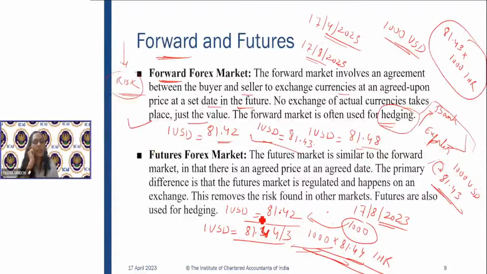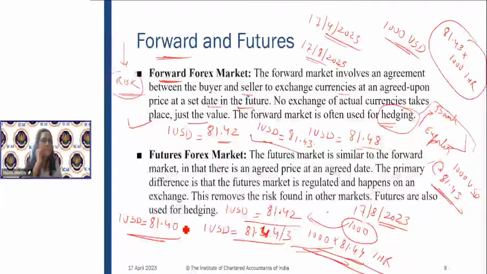So why should an exporter enter into this? If the exporter feels that the government of India is going to take measures and the rupee will appreciate, it will go down to, let's say, 1 USD equal to, you have done all your maths, and you have come to the conclusion that this rate will go down to 81.40. That means the rupee will appreciate.